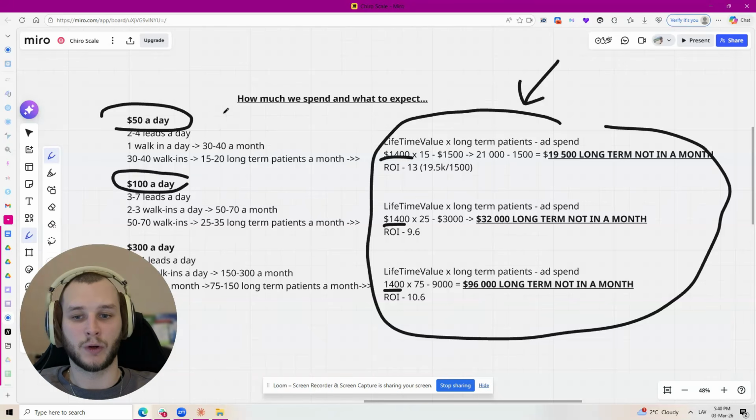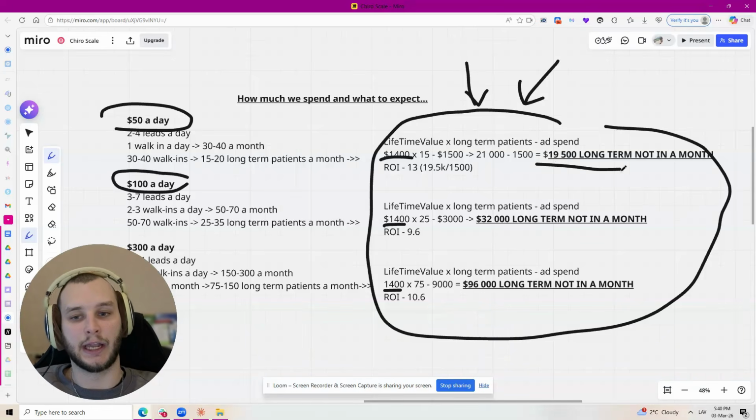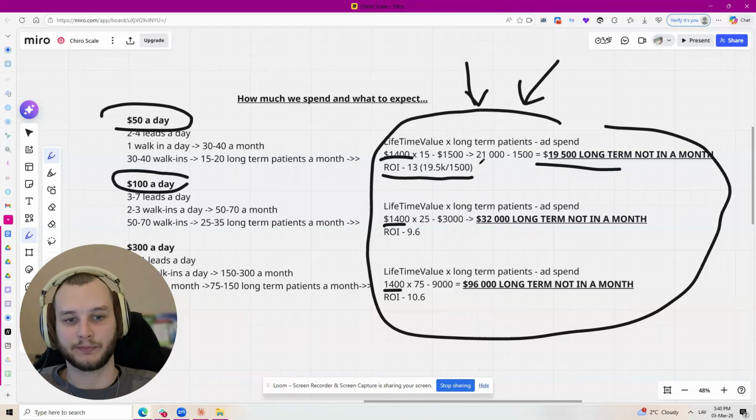Usually we've seen that half of the people that show up lead into long-term care. So this calculation here is done on a 50% conversion rate into long-term care. This is how we come up with the 19,000, for instance. And this is what we've actually seen. Yeah, there are some chiros that can close at a bit higher rates, 60, 70%. There are some that close lower, but basically the math won't change much. This is how we're able to get around 13x return on the money that you spend on ads.